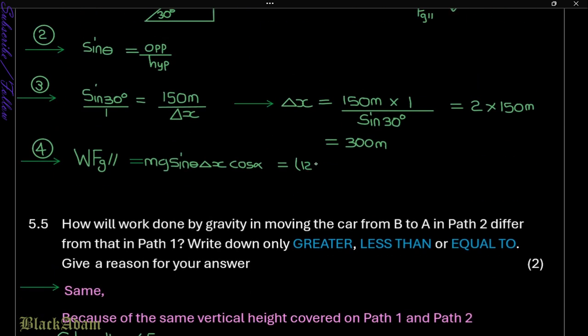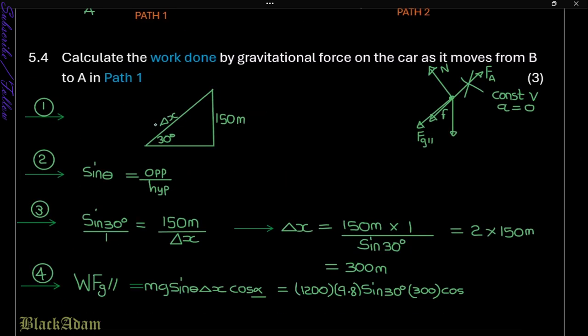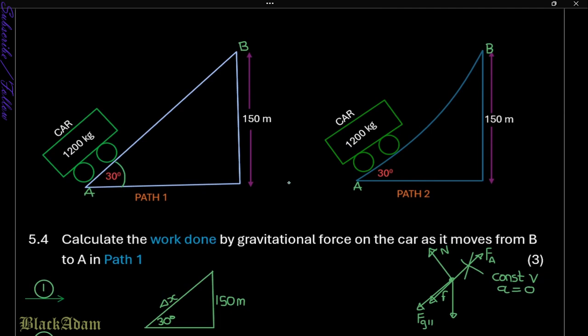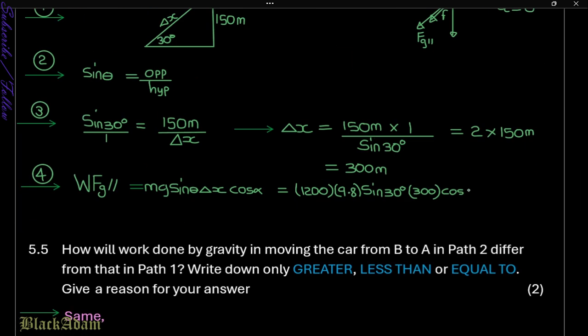And then we have 1200 kg multiplied by gravitational acceleration 9.8 meter per second squared, and then we have sine 30 degrees, the angle of inclination. Displacement there is 300 meter, and then by direction, which is cos 180 degrees. So it's cos 180, which is the direction in which the motion is moving. 180 degrees means that the force is against the direction.